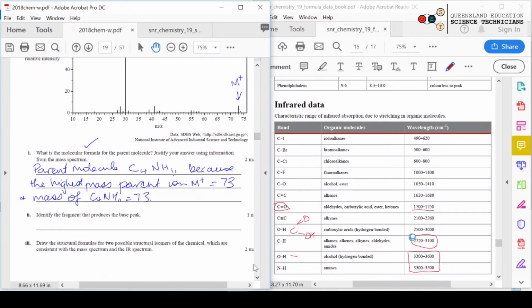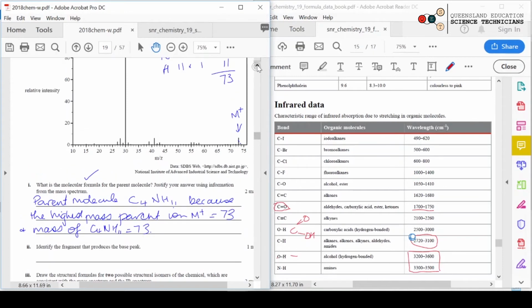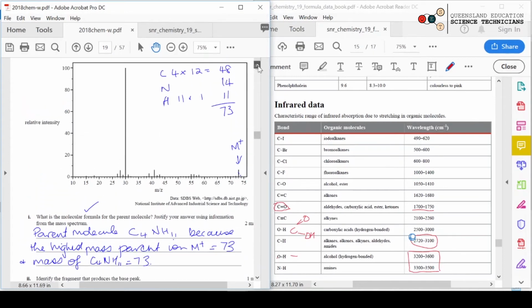Then it asks me to identify the fragment that produces the base peak. You need to remember that the base peak is your tallest peak, and it's called that because it becomes the basis, 100%, and everything else in terms of percentage is relative to that peak. Our base peak is our tallest peak, and it occurred at 30.